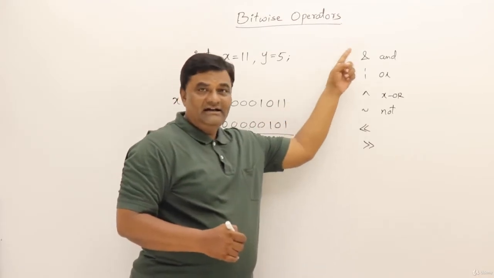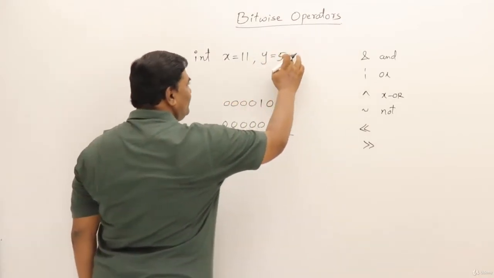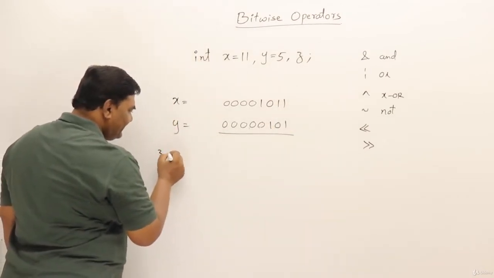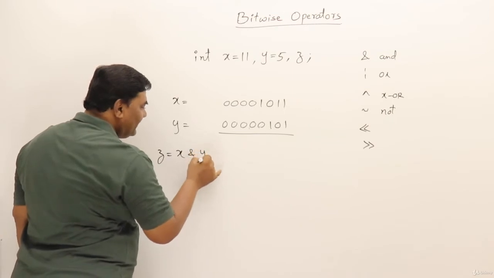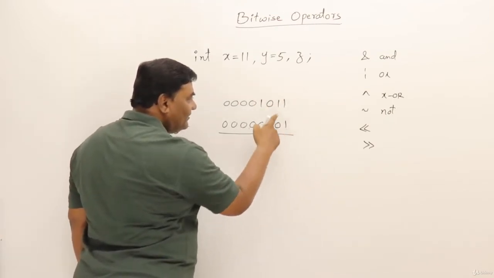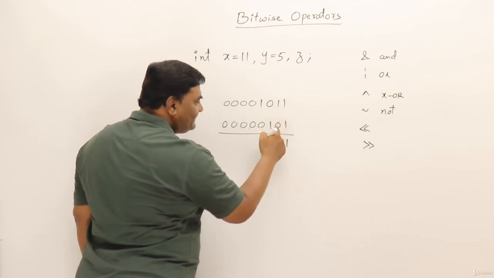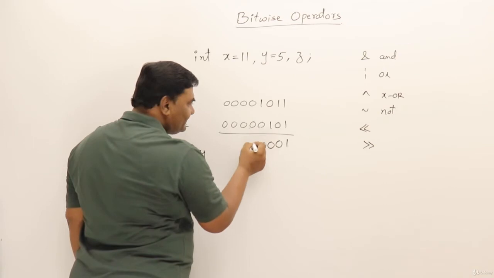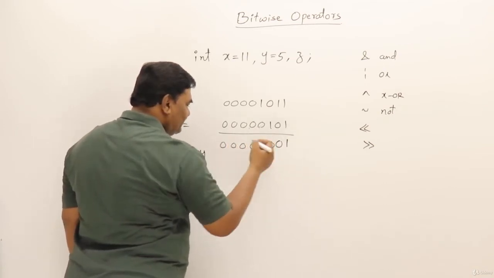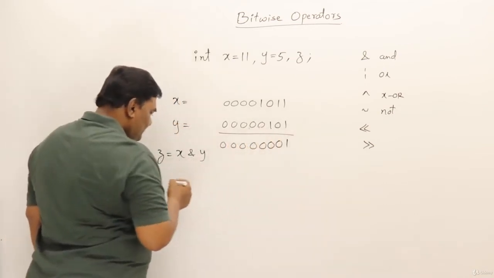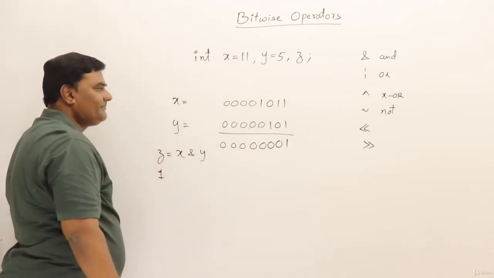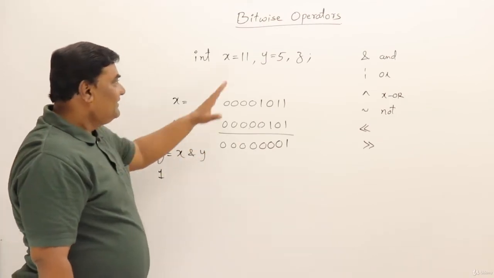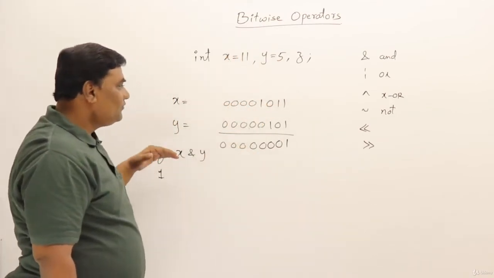If I use the AND operation now and try to store the result in one more variable z, let us see what happens. If I say z = x & y, then these bits are ANDed. 1 and 1 is 1, 1 and 0 is 0, 0 and 1 is 0, 1 and 0 is also 0. So in binary form, it is 1. So z will get the value 1. This is how bitwise ANDing is performed. So if you AND 11 and 5, the result is 1.